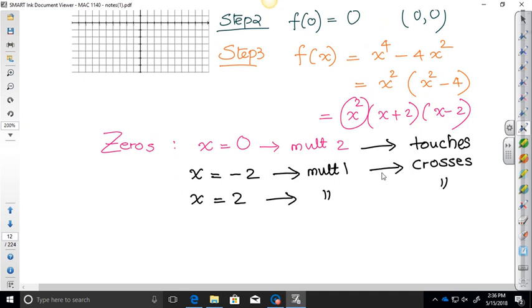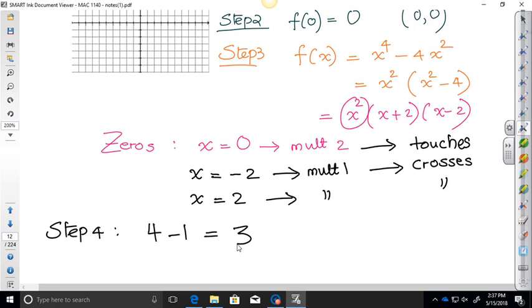Step 4, maximum number of turning points. You simply subtract 1 from the degree. What is that? n minus 1. What's n? 4 minus 1, which is 3. Okay, maximum number of turning points. That's step 4. So don't draw a function with more than 3 turning points. It doesn't have to have 3, could be 2, but the maximum is 3.